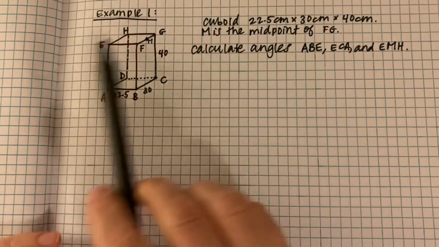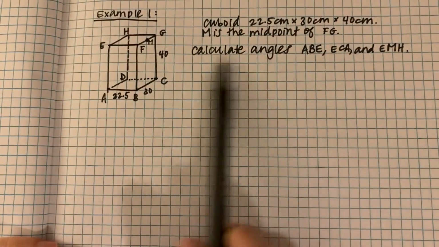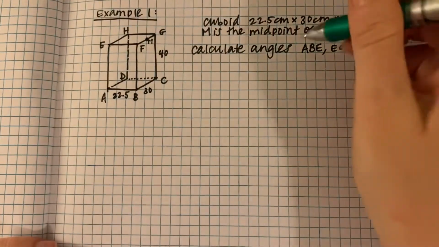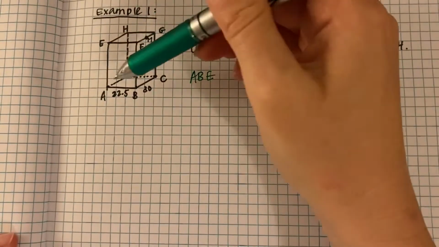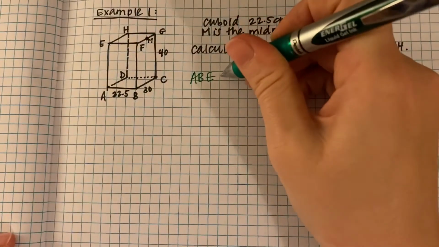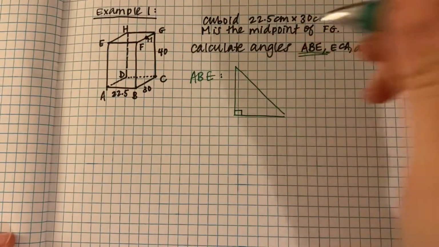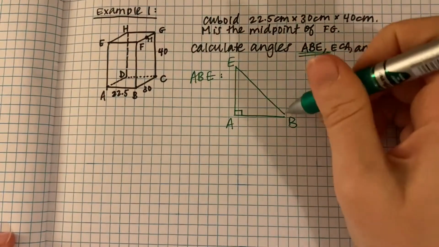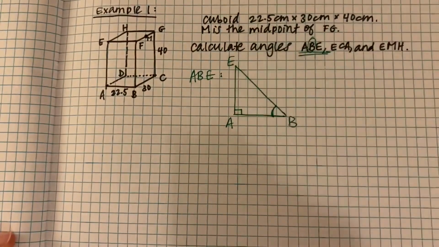We're asked, given this cuboid, to calculate angles ABE, ECA, and EMH. I find that the easiest thing to do here is to draw out individual triangles representing each situation. So let's start with ABE. We're looking at the angle that's connected by the points A, B, and E. So I'm going to draw out that specific right triangle and label it A, B, and E. The angle that we're looking for is the middle value, the angle formed by A, B, and E.